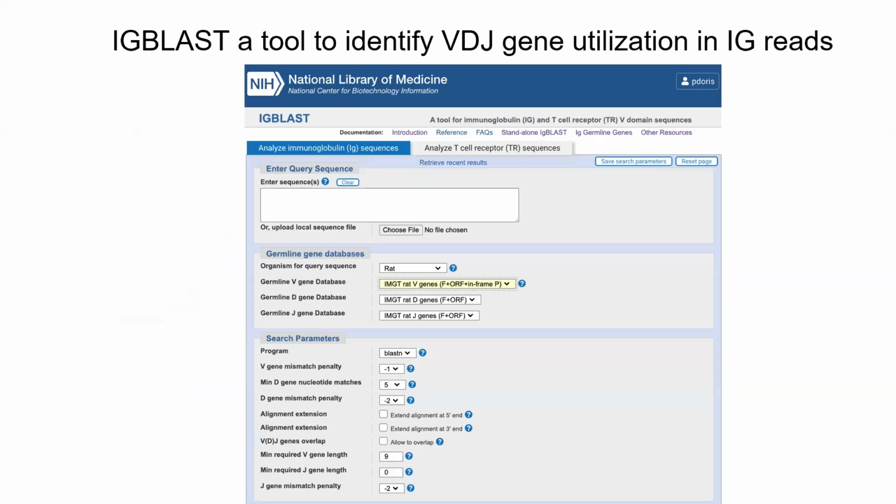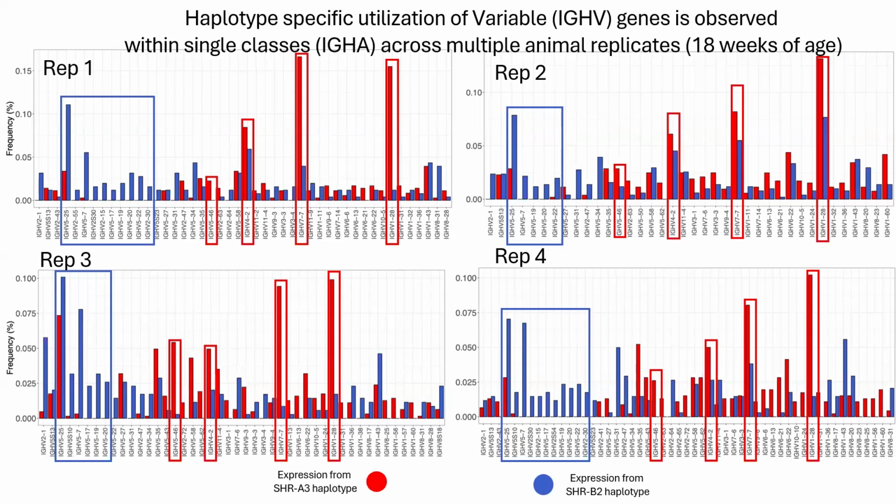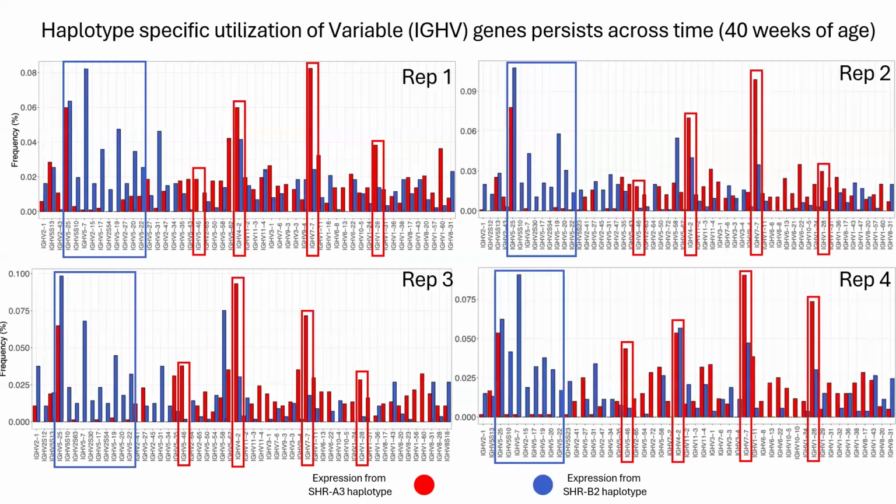We had to take these sequences and put them into this NCBI tool called IgBlast. And that gives us a readout from our different sequences where we can estimate the frequency of V gene usage. And so what I've done is pool all the IgH classes together from all of our samples here. And you can see that the blue, the B2 haplotype, shows a lot of expression from these V genes, and very little from the A3. And so there's some A3 V genes that are highly expressed compared to B2. And that's consistent across multiple samples. It's consistent for different IG classes, and it's persistent also across time points. This is 40 weeks of age.